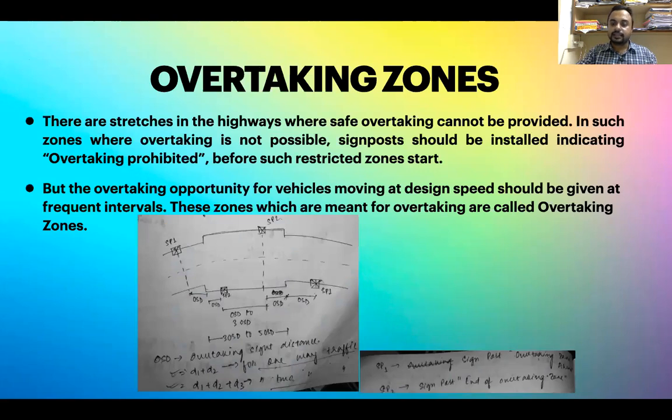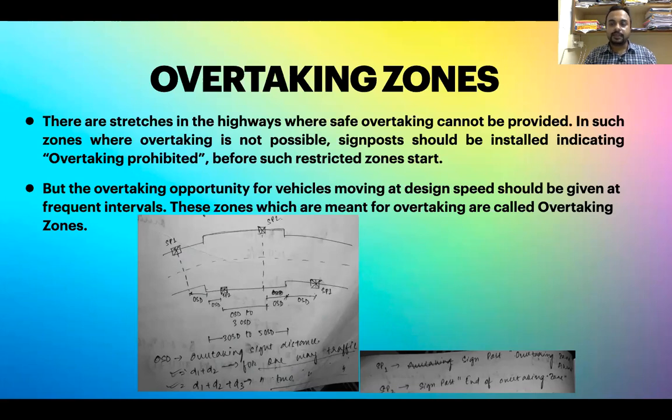Now let us discuss one of the important parameters known as overtaking zones. So what is an overtaking zone? It is a zone which is provided to overtake vehicles. Now suppose there is a highway where overtaking is restricted. There are certain roads where you are not allowed to overtake because the width of the road is not sufficient to allow vehicles to overtake, and because overtaking of vehicles may lead to crashes or accidents. That is why overtaking is prohibited. You may find in places that overtaking prohibited signboards are mentioned.